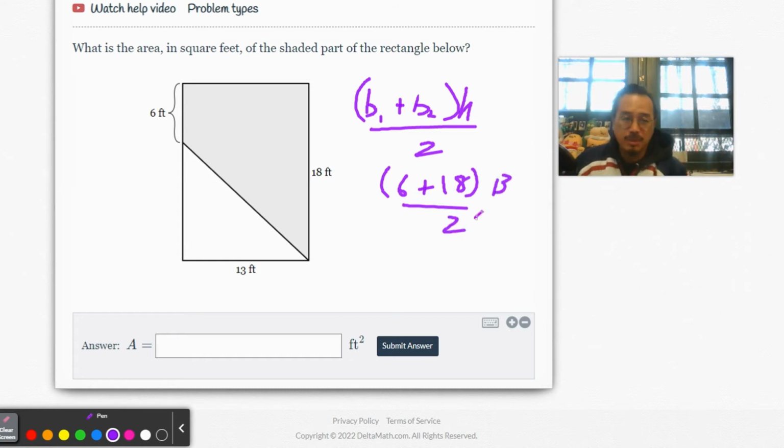All right, I'm going to go to my trusty calculator. 6 plus 18 is 24 times 13 divided by 2, 156. Okay, square feet. Okay. All right, let's see real quick.